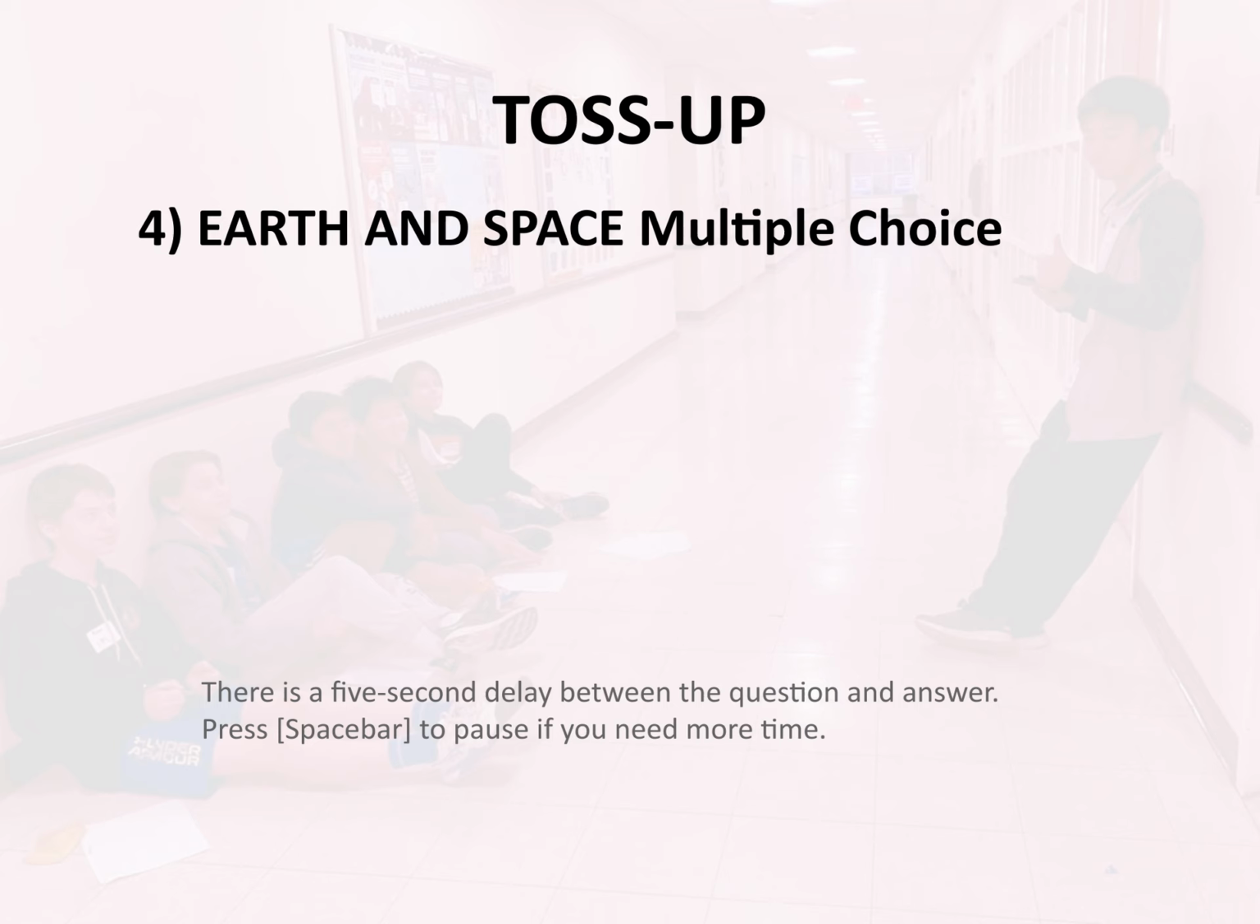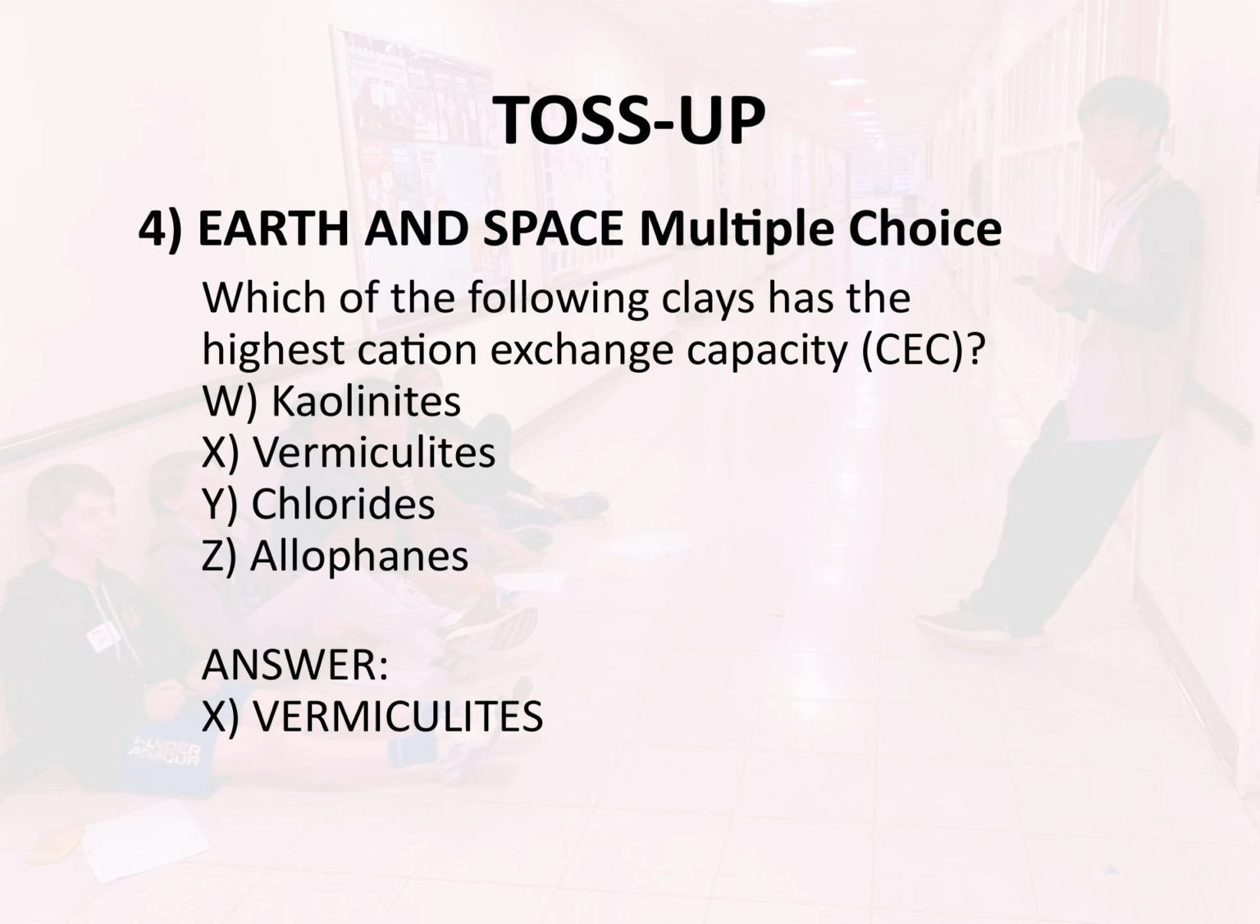Toss-up 4. Earth and space. Multiple choice. Which of the following clays has the highest cation exchange capacity? W. Kaolinites. X. Vermiculites. Y. Chlorites. Z. Allophanes. Answer: X. Vermiculites.